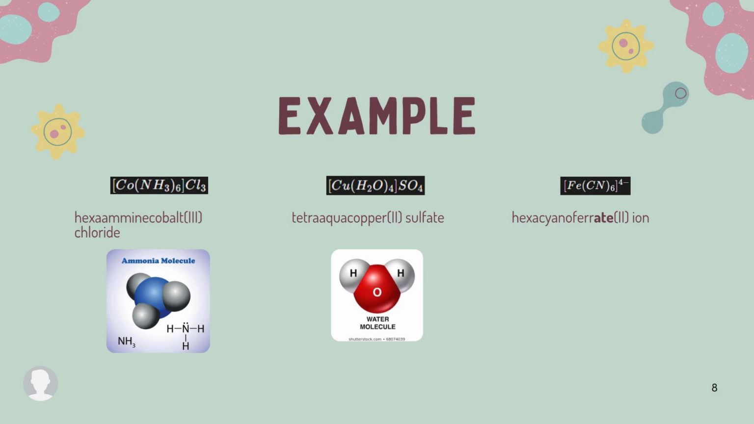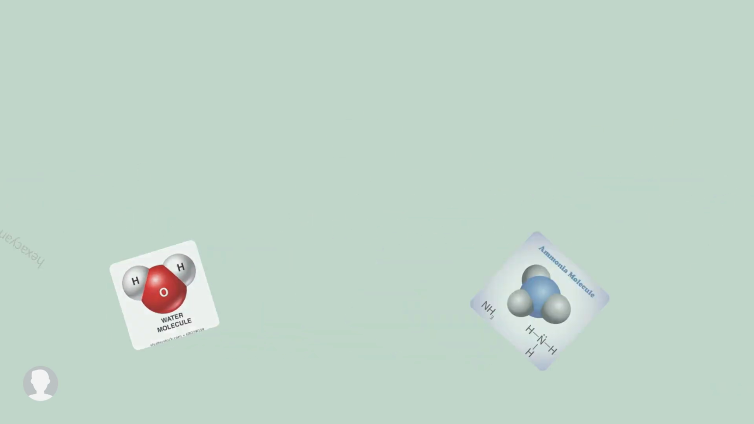For the third example, a complex ion only. There are 6 cyano ligands, so we say hexacyano. The complex is an anion, so iron becomes ferrate. The oxidation state of iron is +2, therefore the name is hexacyanoferrate(II) ion.